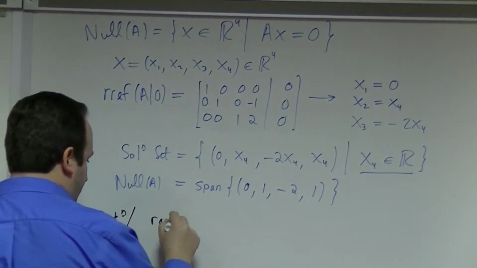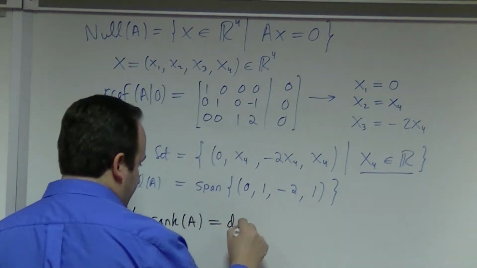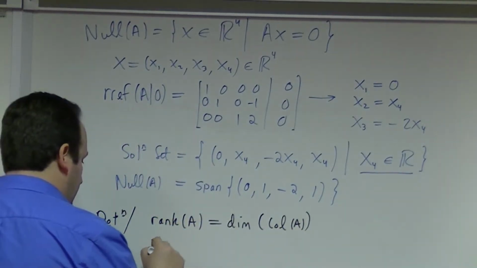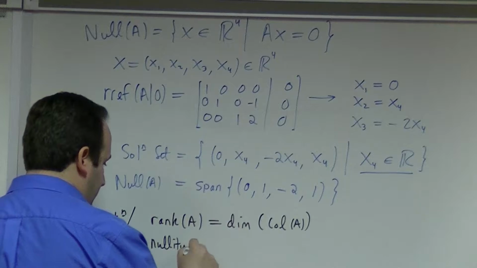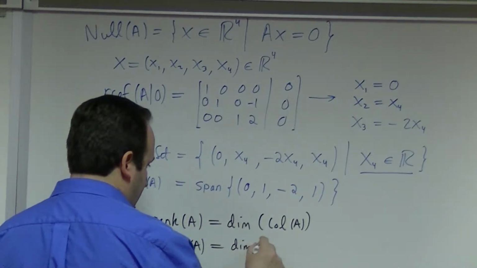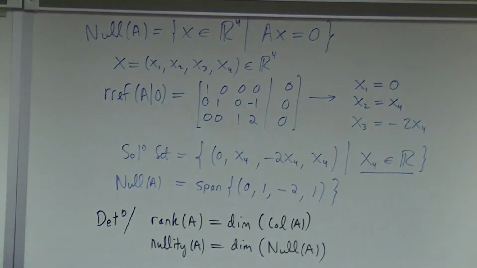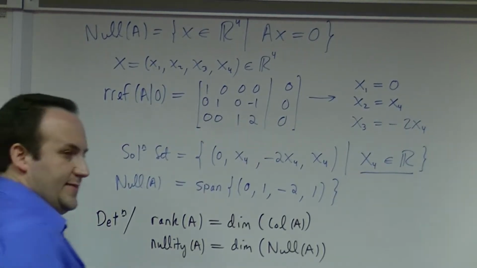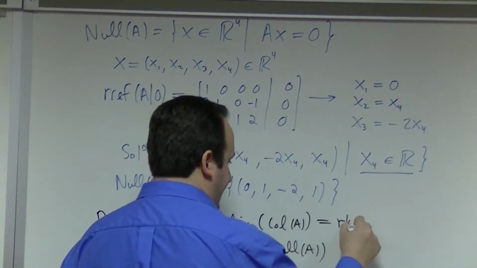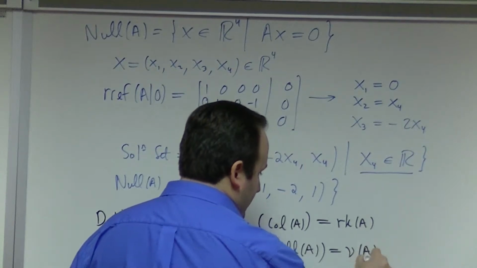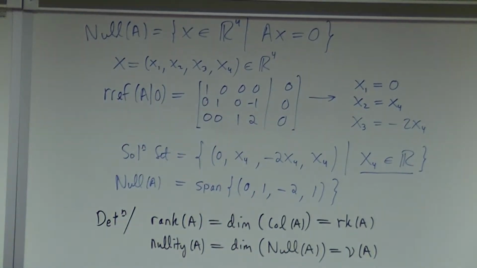The rank of A is equal to the dimension of the column space of A. The nullity of A is equal to the dimension of the null space of A. Since writing nullity and rank out is kind of a drag, we at times will use the following abbreviations: rk A for rank, or the Greek letter nu for nullity. So rank and nullity are specific numbers which describe a given matrix.